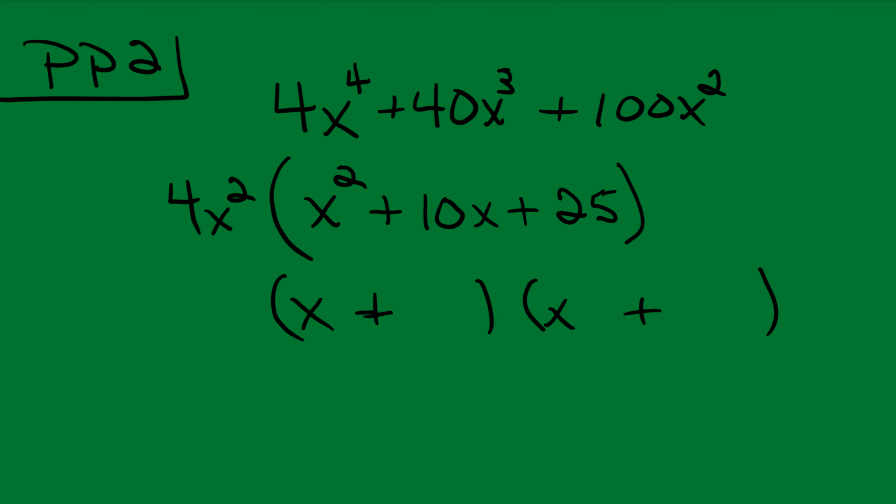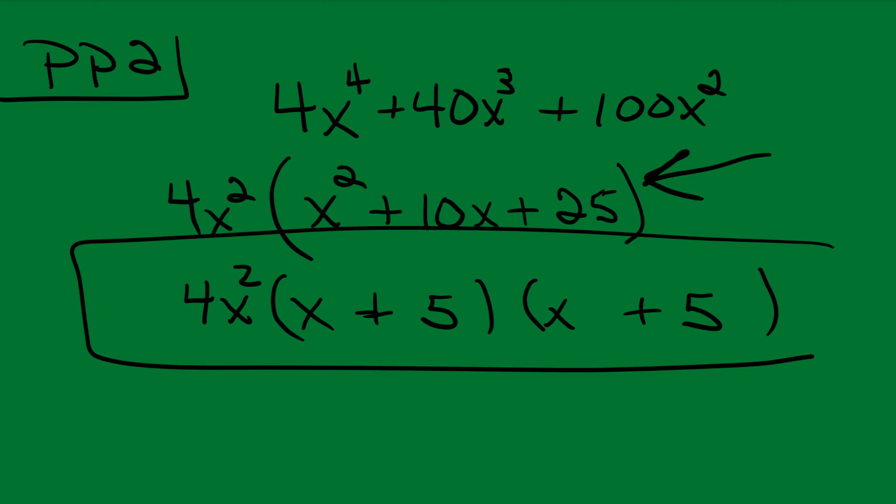Okay, then I'm looking for 2 factors of 25 that add up to be 10. Well, that can only be 5 and 5. And that makes this a perfect square trinomial. This one here is a perfect square trinomial. And all I have to do now is bring down the 4x squared. Okay, and this is my answer for practice problem 2.